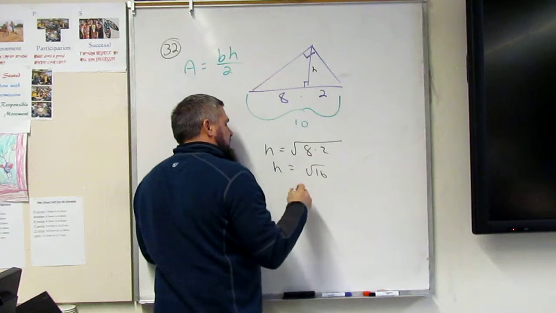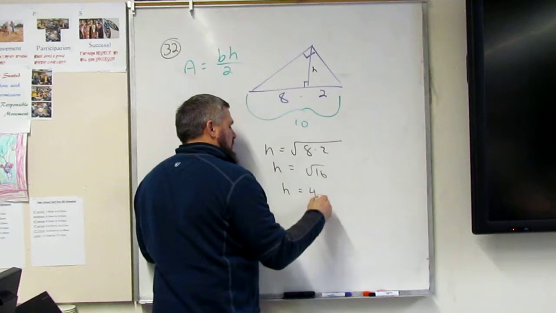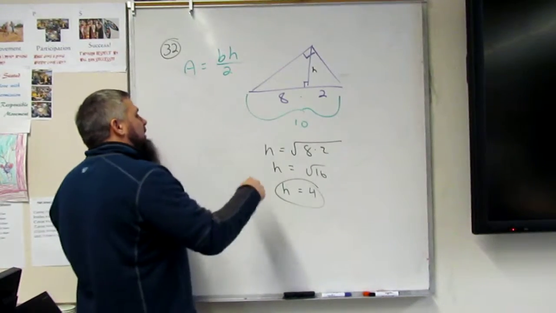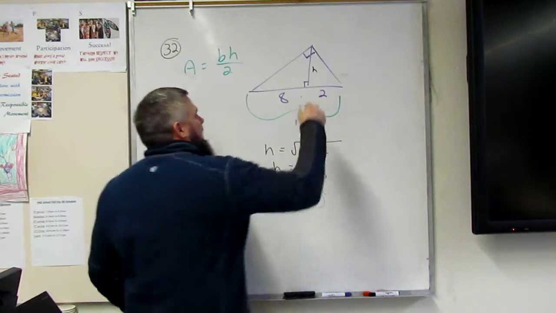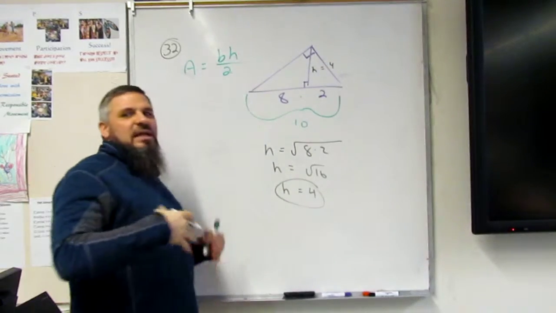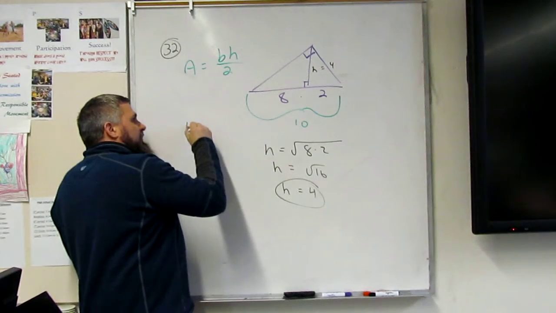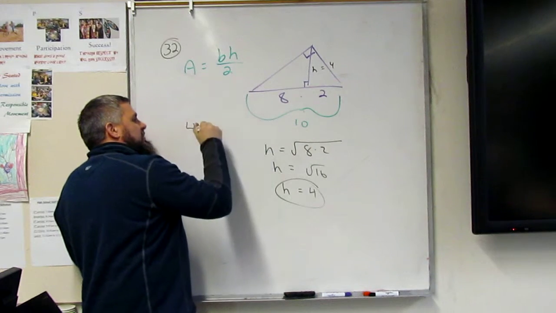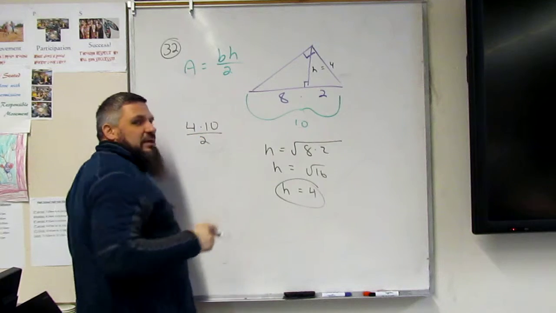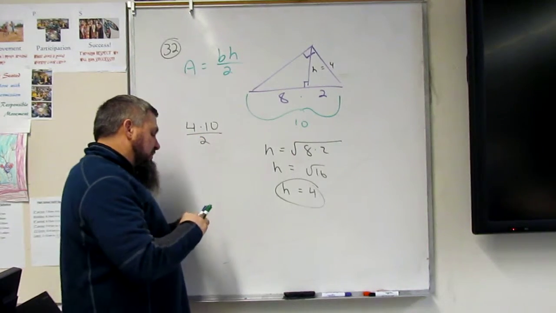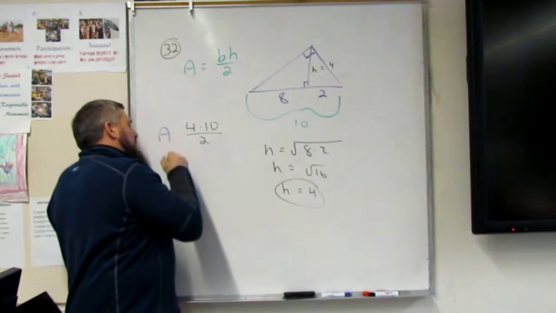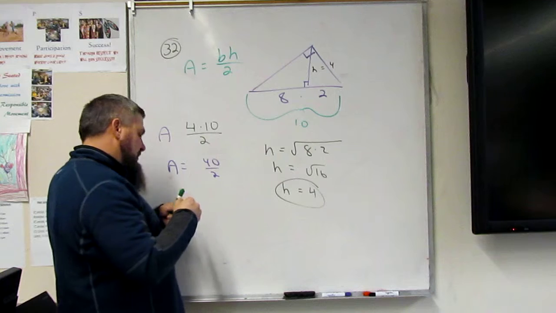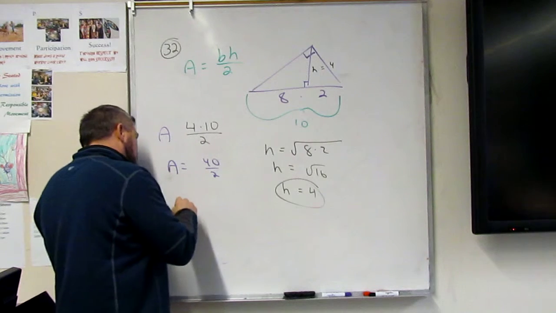And what's the square root of 16? Bam! And so the area, what's the area? So if h is this, what's the area? It would be 4 times the base, which is 10, divided by 2, right? In other words, the area is equal to 40 divided by 2. So the area is equal to 20.